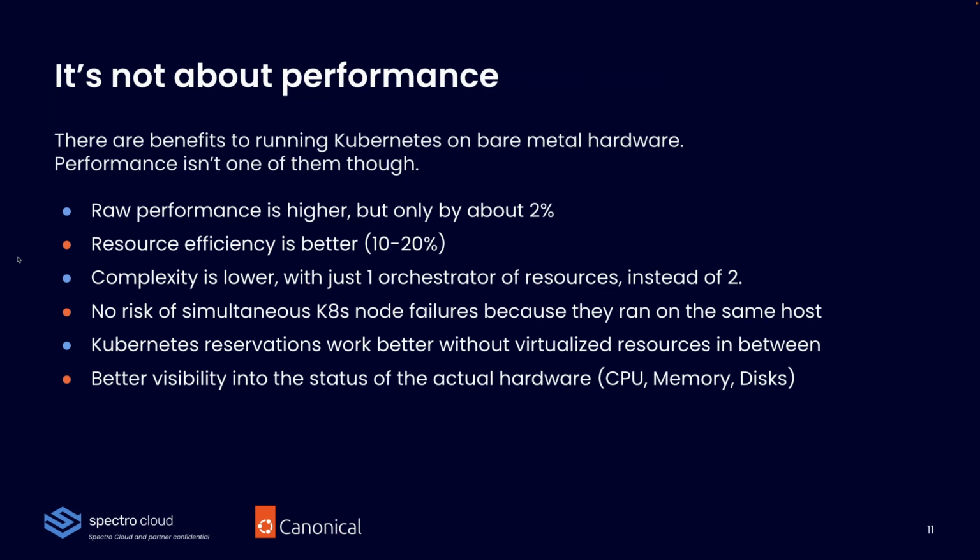Well, for one, resource efficiency is better, since you're not artificially slicing up real hardware into VMs, only to then group them together again into a Kubernetes cluster. So you should be able to run about 10 to 20% more workloads on a bare metal Kubernetes cluster compared to running Kubernetes virtualized on the same amount of CPU, memory, and storage. The total complexity of the solution is lower as well, as there is just one orchestrator at work instead of two. No need to worry about underlying vMotion or DRS interfering with the state of your Kubernetes cluster, for example.